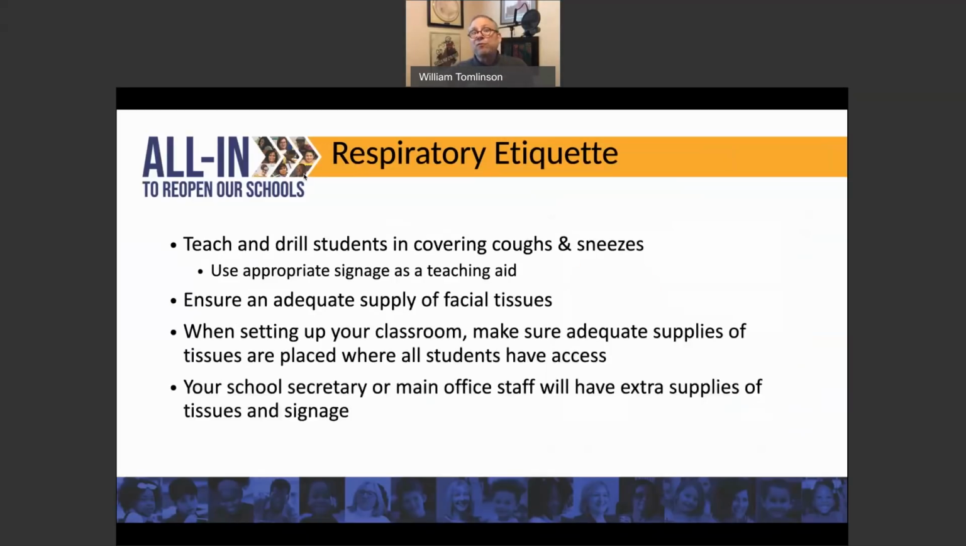So teaching and drilling students in the proper methods of respiratory etiquette is essential because it may require a slight behavioral change. So it should be drilled. Also ensure there's an adequate supply of facial tissues in the classroom that the students have access to. Now, the school secretary or main office staff will have an extra supply of tissues as well as signage, because signage can be important. You can use the signage in the school as a learning aid.